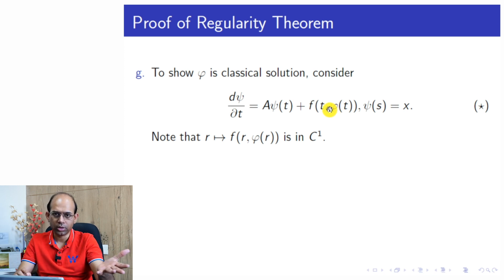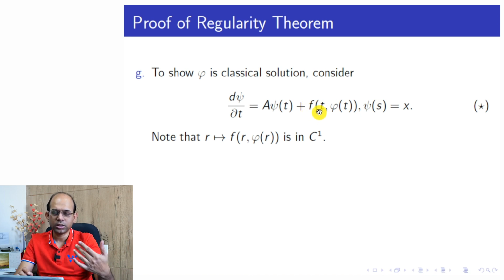So we know a lot about the function phi. So f(t, phi) that I am considering is a known quantity, and the unknown psi appears here. So it's actually a new equation. This is not the same equation as there. We call this equation star, with the same initial condition psi(s) equal to x. Now this is nothing but an IVP.